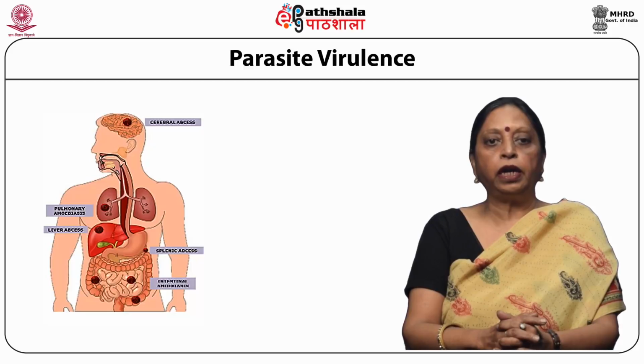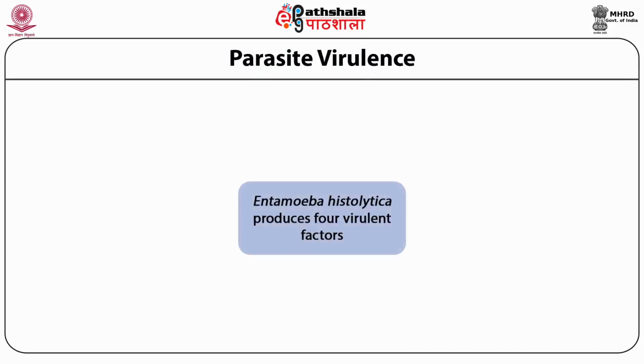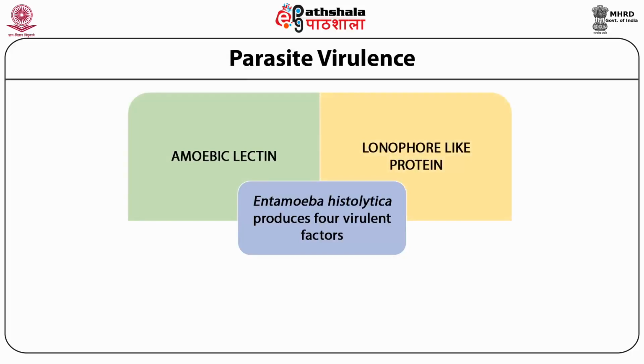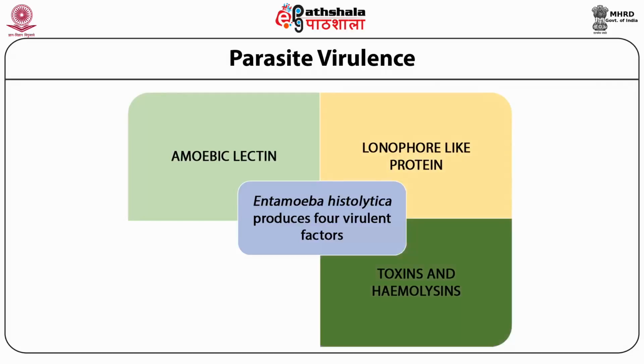It is the virulent form that invades the intestinal tissues and causes disease. Certain strains of Entamoeba histolytica can be more virulent than the others. Entamoeba histolytica produces 4 virulent factors. These are amoebic lectin, ionophore-like protein, toxins and hemolysins, and hydrolytic enzymes.